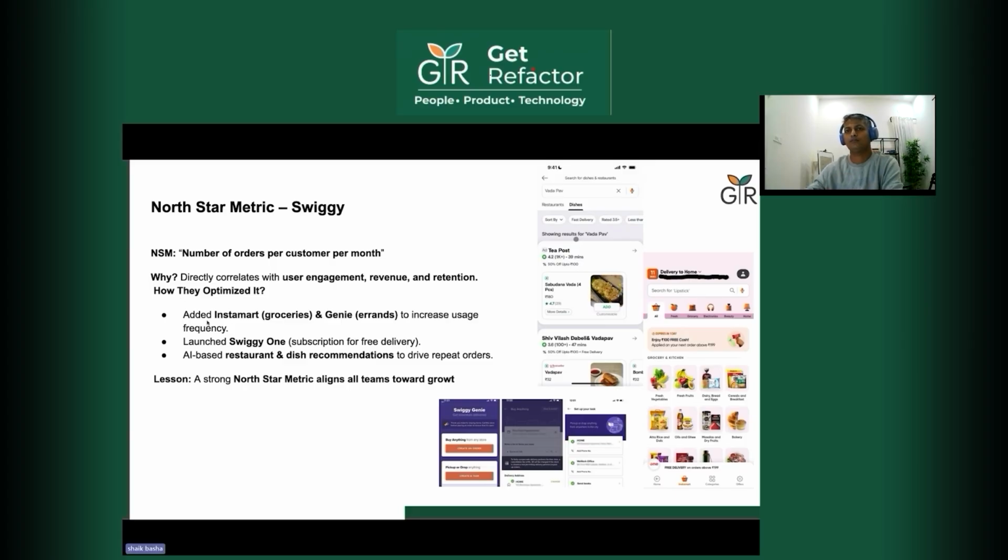So Swiggy added Instamart and Genie to increase usage frequency. We launched the Swiggy One subscription plan and AI-based restaurant dish recommendations. These are the things they have done to drive user engagement, revenue, and retention. The subscription for free delivery gives a kind of retention, increasing the number of people who stay with your product for a long time, because it has free delivery and all that.